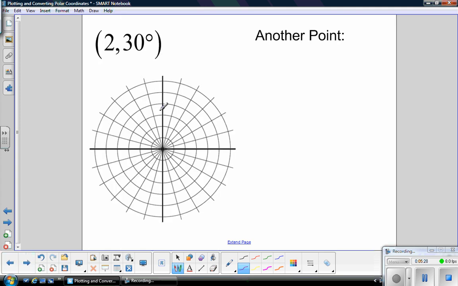Okay, so 2 and 30. Again, I like to use this same grid. So this is 0, this is 15, this is 30. So I rotate up to my angle of 30, so it's somewhere along that line. Now 2 is positive, so I go out 1, 2 rungs. So that's that point. Now there's another way that I can name that point.